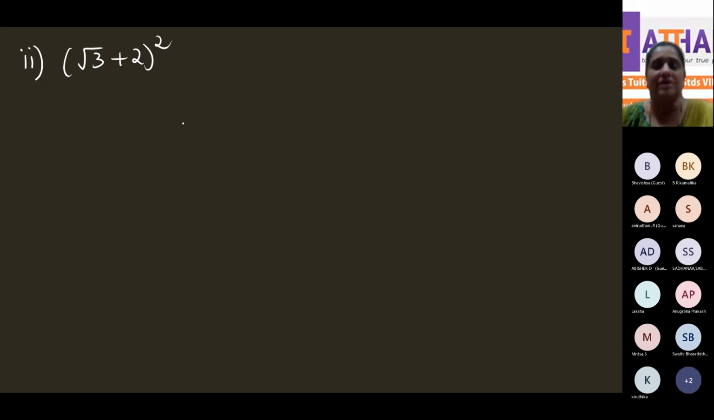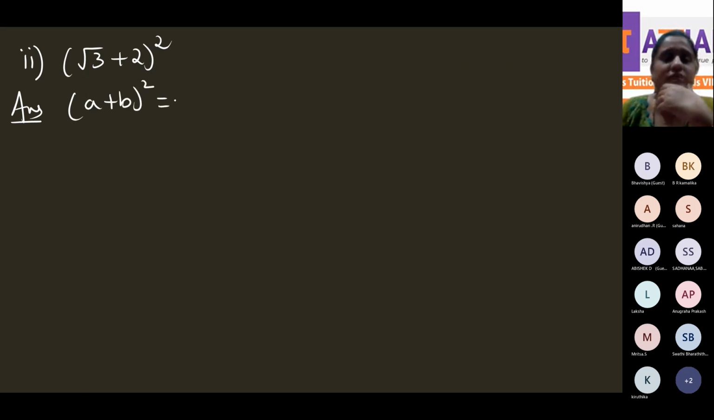How do we do the second one? Is this rational or irrational? How do you decide? How does it look? Root 3 plus 2 the whole square. Does it look like any part of the identity? A plus b the whole square, ma'am. Yeah, it looks like a plus b the whole square.